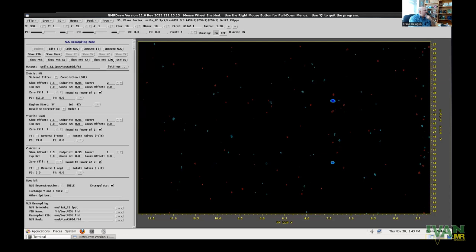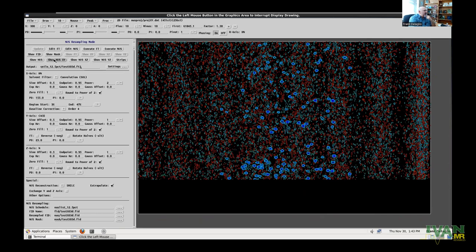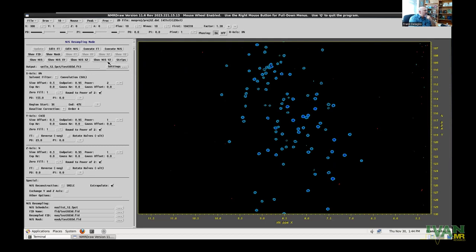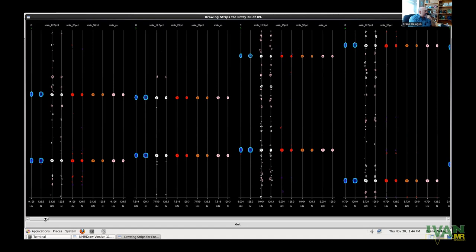And now let's look at those strips. Well, actually, first let's look at projections. So now the projections are a good deal noisier. Let's see what the strips look like. Yeah, so now at 12.5% sampling, there's substantial artifacts in the reconstructions.